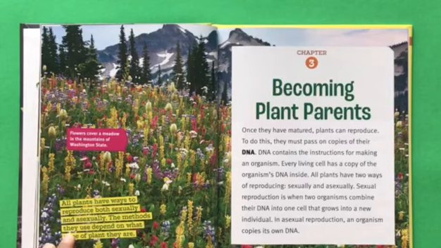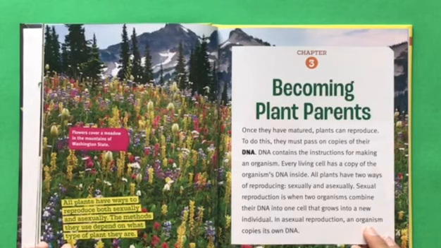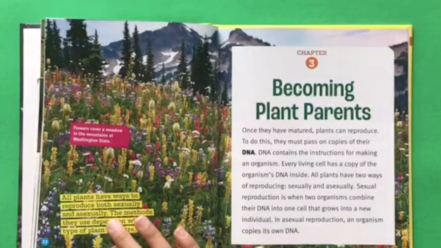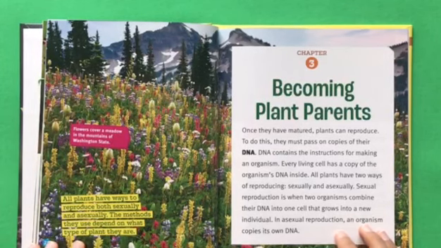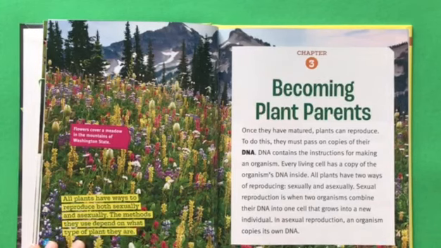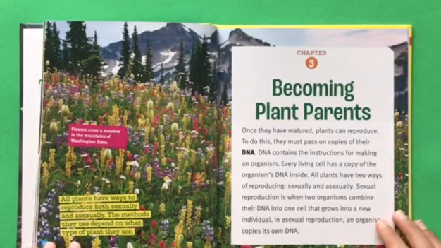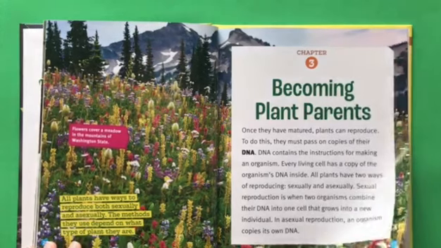Becoming plant parents. Once they have matured, plants can reproduce. To do this, they must pass on copies of their DNA. DNA contains the instructions for making an organism. Every living cell has a copy of the organism's DNA inside. All plants have two ways of reproducing, sexually and asexually. Sexual reproduction is when two organisms combine their DNA into one cell that grows into a new individual. In asexual reproduction, an organism copies its own DNA.